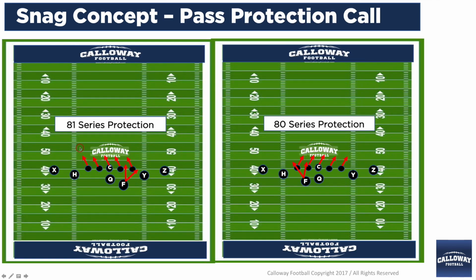So on Snag, it's part of our drop back game. Our pass protection is our 80 series. So we have 81 pass protection call when we slide our offensive line to the left, 81 being an odd number. And over here on the right, you'll see the 80 series protection call. When we call 80 series, it means our offensive line is sliding their protection to the right because it's an even number. Now our running back always lines up opposite the protection call.